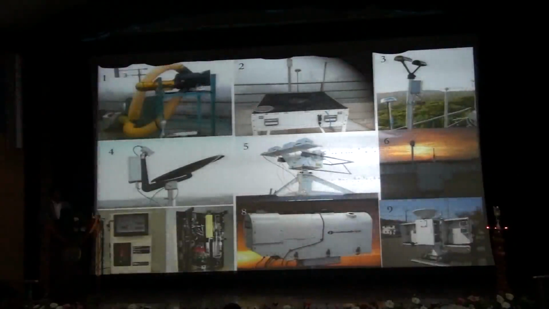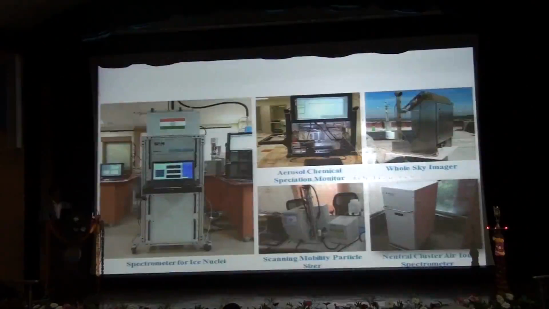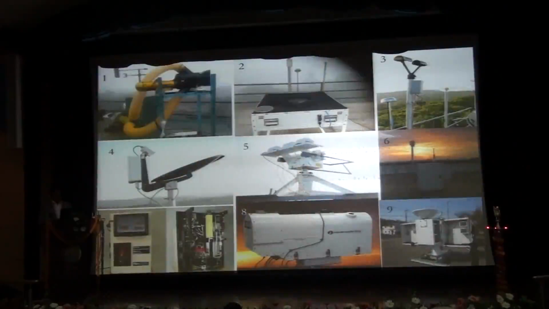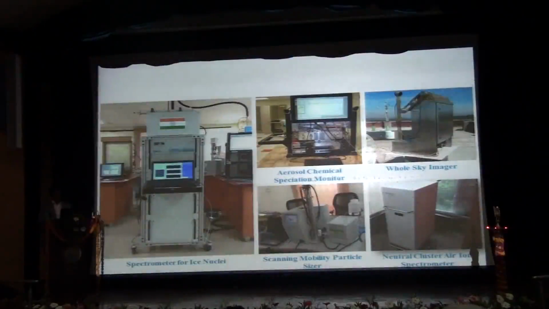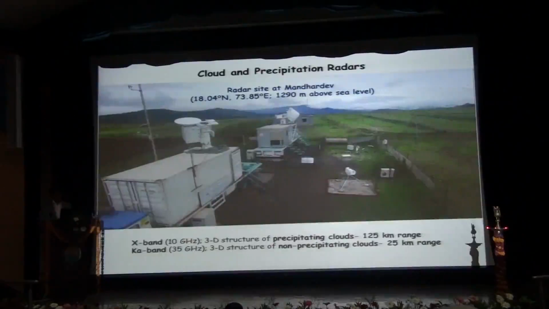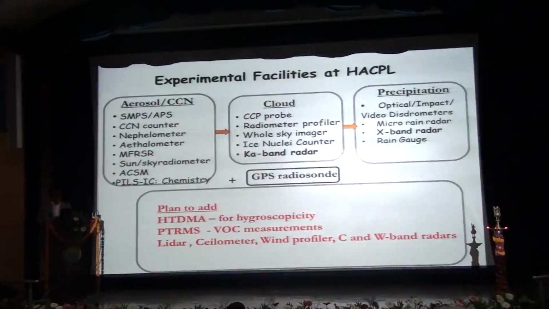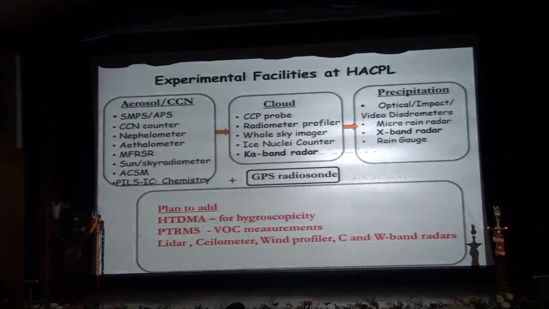I'll just browse through some of the facilities. Advanced measurement facilities were implemented in this laboratory. We have cloud microphysics instruments and aerosol instruments, and also several cloud processes instruments. This is a site where both a cloud and precipitation radar are established, about 25 km from Mahabaleshwar. It's another hillock, about 1300 meters above sea level. These are the facilities for aerosols, clouds and precipitation.